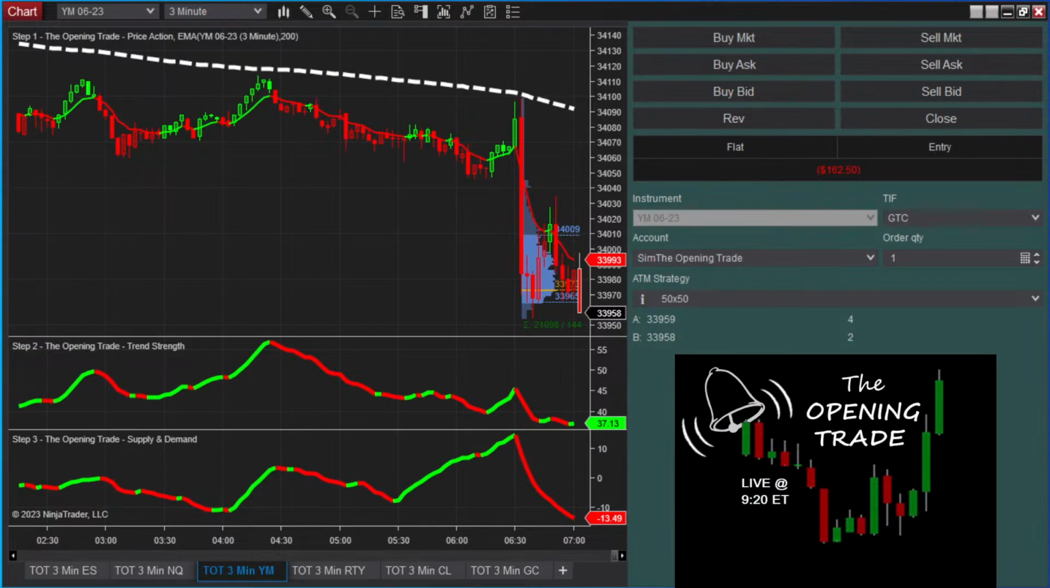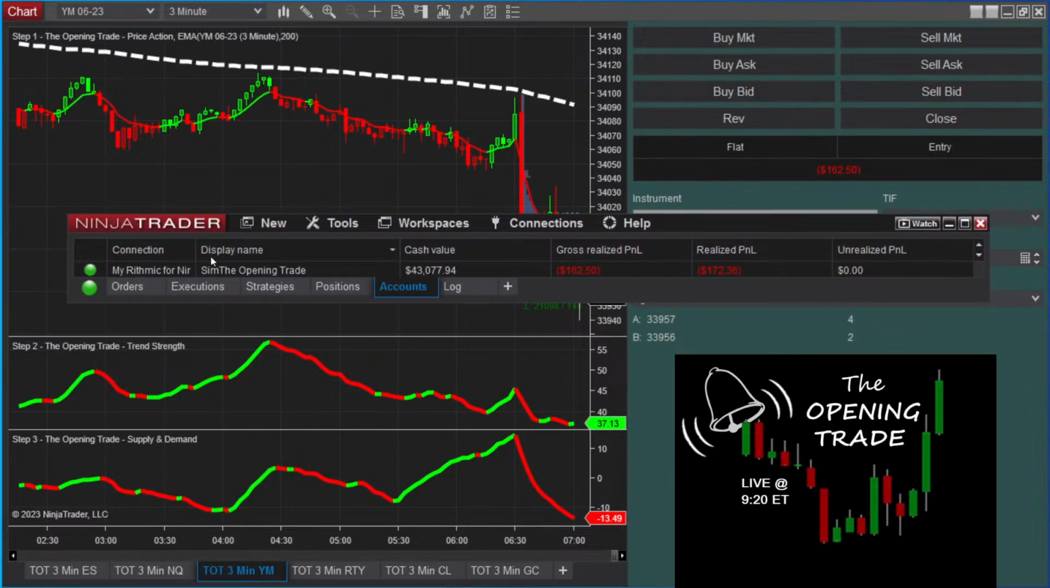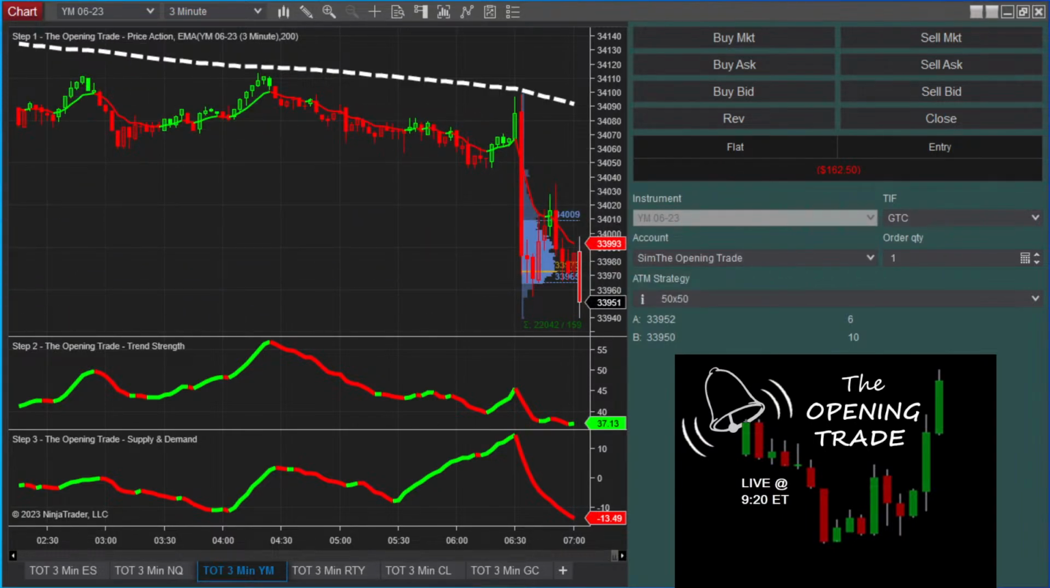at our sim account balance from the control center of NinjaTrader. So here we go. Sim the opening trade. Here's our cash value. So this matches this, and this number is higher because you must pay the fee for all of your manual and automated trades. So make sure that you understand your fee schedule given to you by your provider so that way you're informed and you understand the cost of everything.